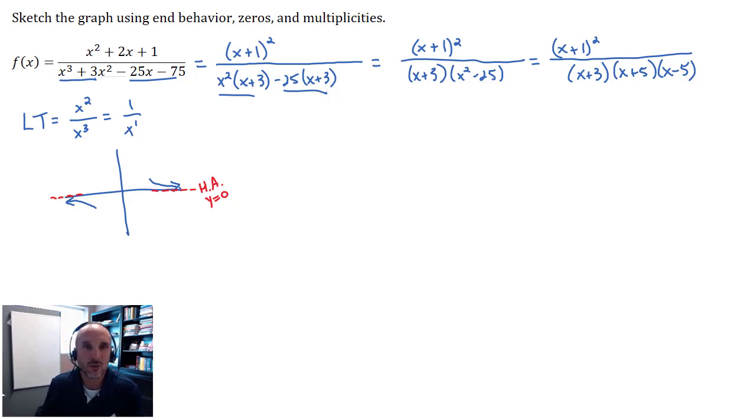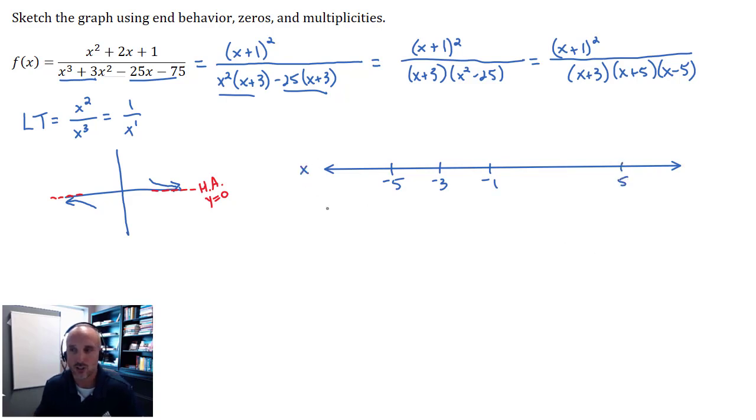Now we can see our zeros and multiplicities to put on our number line chart. We've got negative 5, negative 3, negative 1, and positive 5. So negative 5, negative 3, negative 1, and positive 5 way over here. Those are our critical values, or our zeros. And we can see that if x is negative 3, negative 5, or positive 5, they're in the denominator. So we're going to have vertical asymptotes at those 3 x values, right? And at negative 1, our numerator is 0, so we're going to have a 0 output.